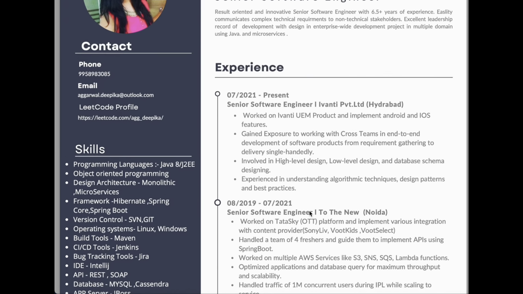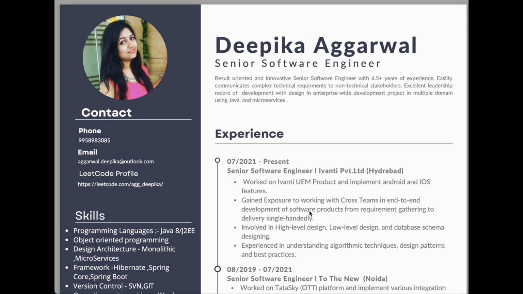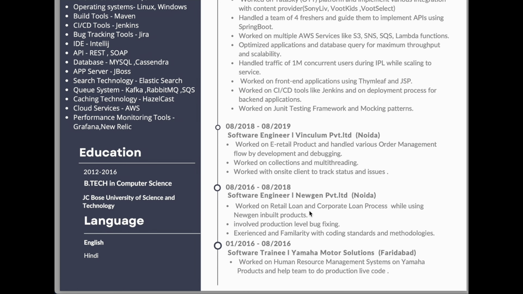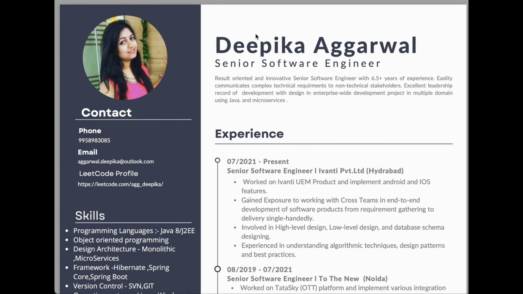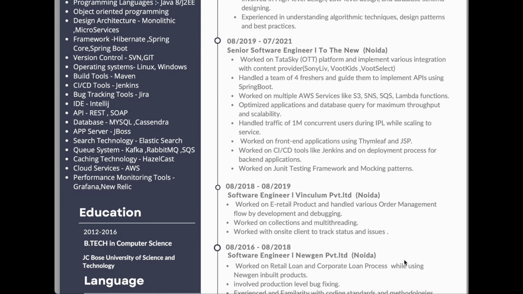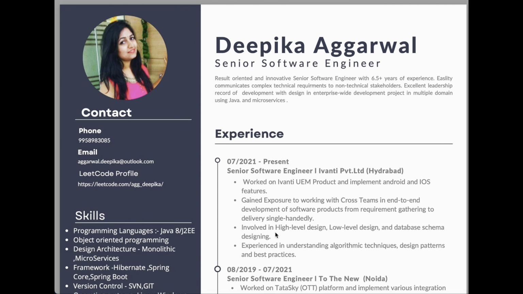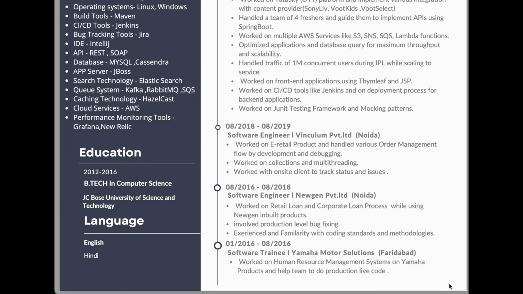One important thing: never leave any space. If you see my resume, the space is optimally utilized. If you see the experiences, the skill sets and the contact details, there is no empty space in my resume. Always take care of that, because if some portion of your resume is just left empty, that doesn't create any good impact.